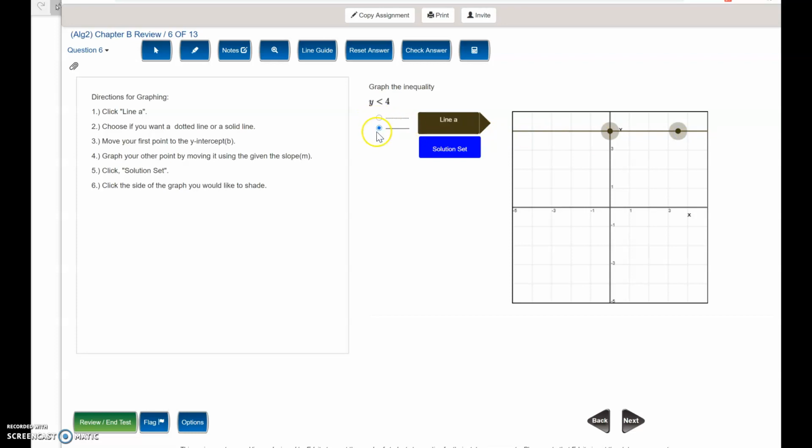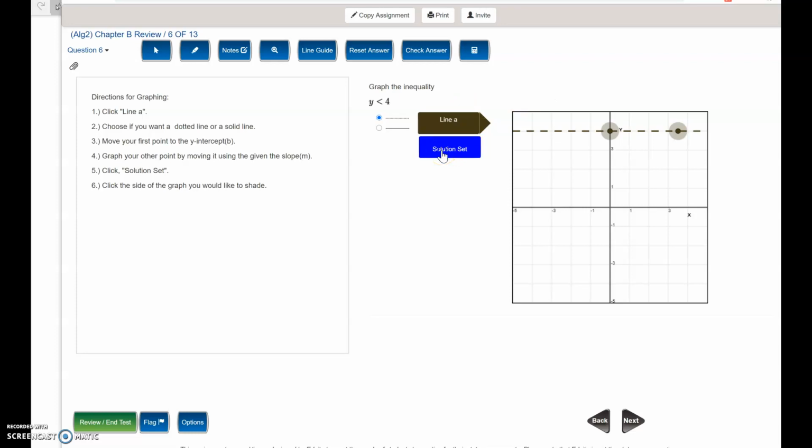Then over here next to line A, there's these little bullets. You have to decide, do you want this to be a dashed line or a solid line? So don't forget to click to check if you want this dashed or solid. This one should be dashed. Once your line is set the way you want it, then you click the next box.